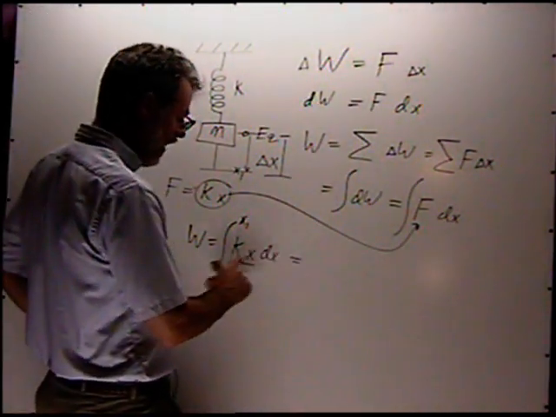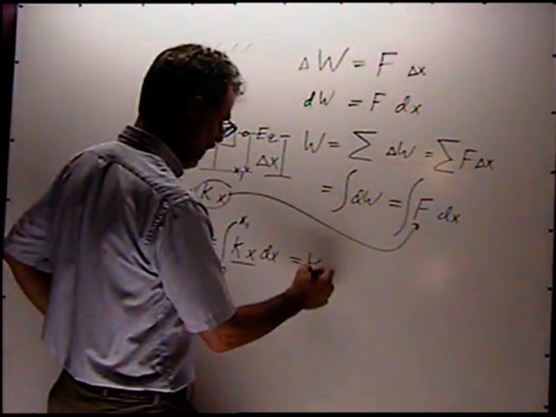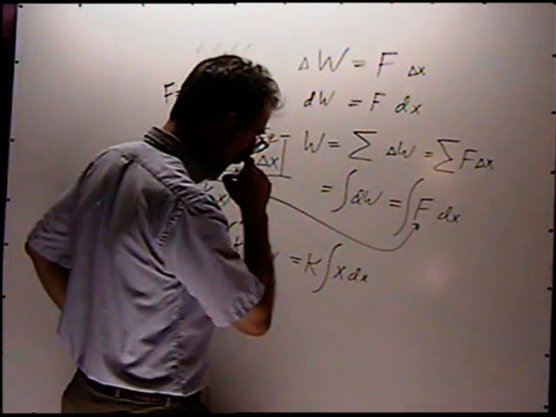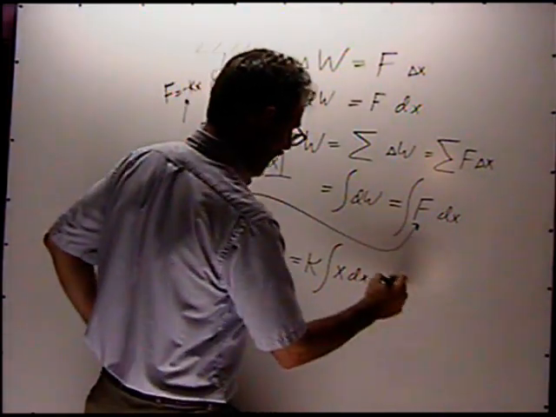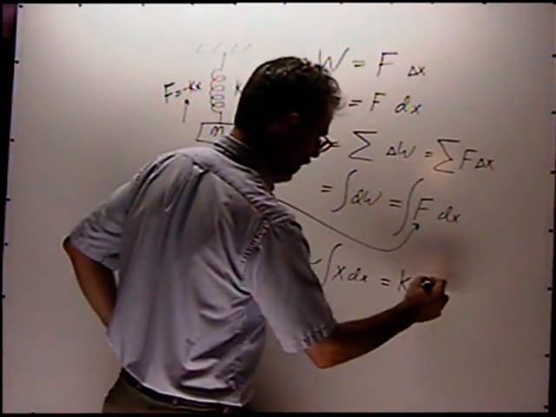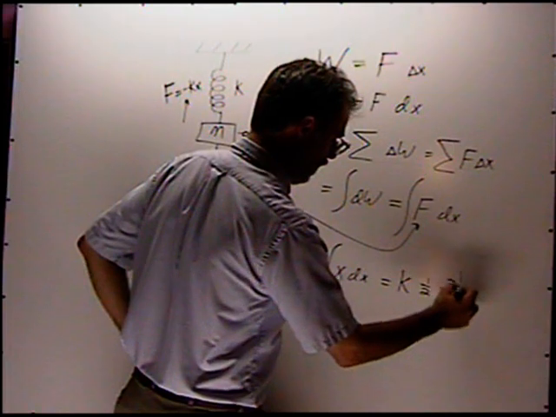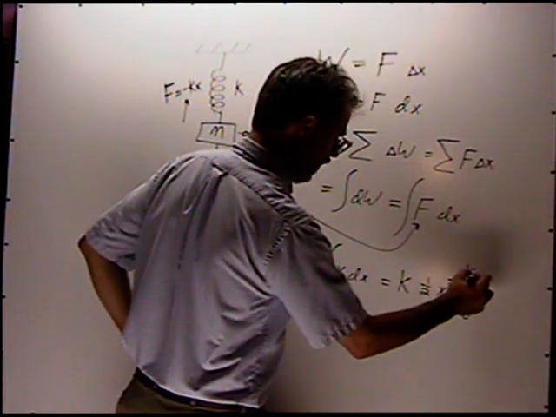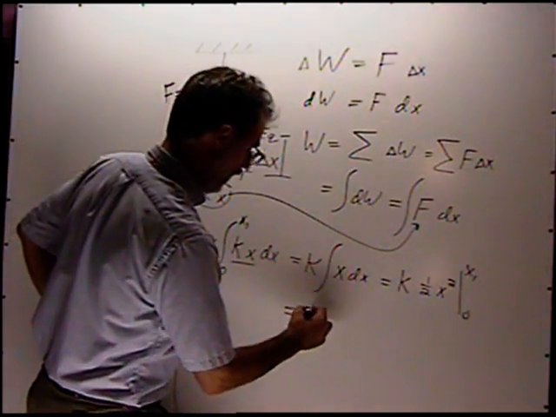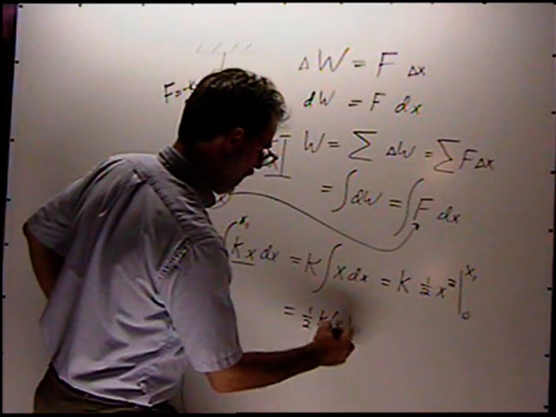When I integrate this, the k as a constant comes outside the integral, and I get the integral of x dx. And if you know how to integrate this, it would be k times 1/2 x squared, evaluated from 0 to a certain x1, or it's simply 1/2 k x1 squared.